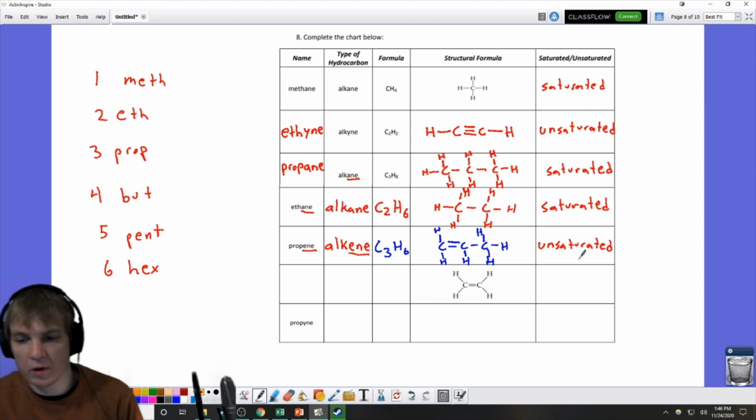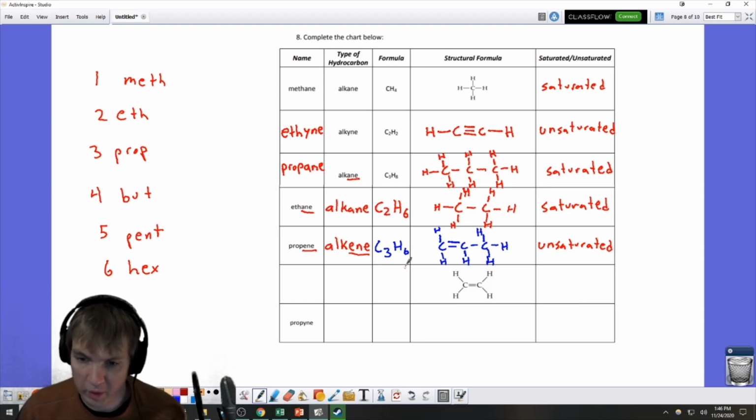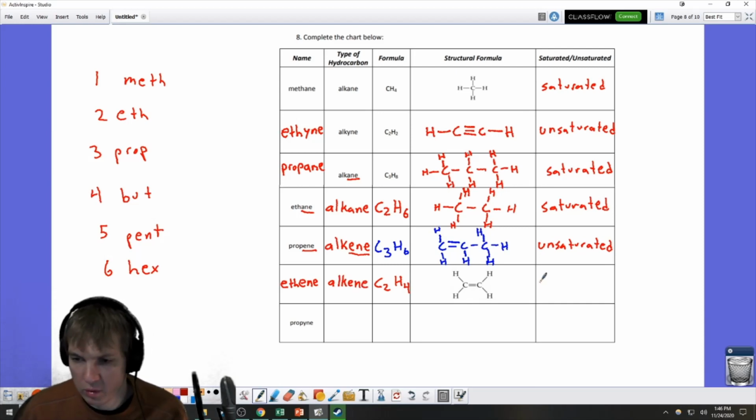All right, for this next one, we are only given the structural formula. So what I would recommend is going from the structural formula, writing out the actual formula. We have 2 carbons and 4 hydrogens, so C2H4. So let's go ahead and see if we can come up with a name for this. So 2 carbons, that tells us that the root word is going to be eth. And we do see a double bond, so that means that the ending is going to be ene. So ethene, which is a type of alkene. And we know it's going to be unsaturated.